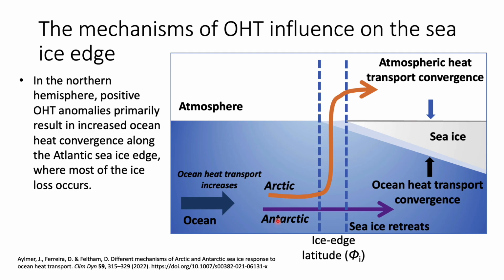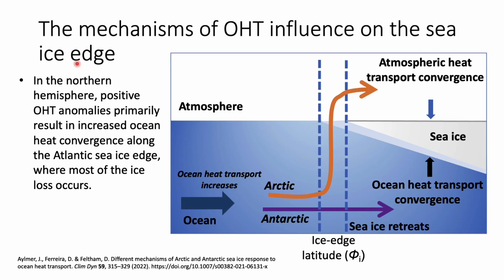So here we are going to look at the ocean heat transport. So how the ocean heat transport leads to Arctic amplification. So that's what we are going to see. So in the northern hemisphere, there are positive OHT anomalies that primarily result in increased ocean heat convergence along the Atlantic sea ice edge where most of the ice loss occurs. So let us assume this is the entire Arctic region, and there is plenty of sea ice here, and the Atlantic Ocean is on this side.